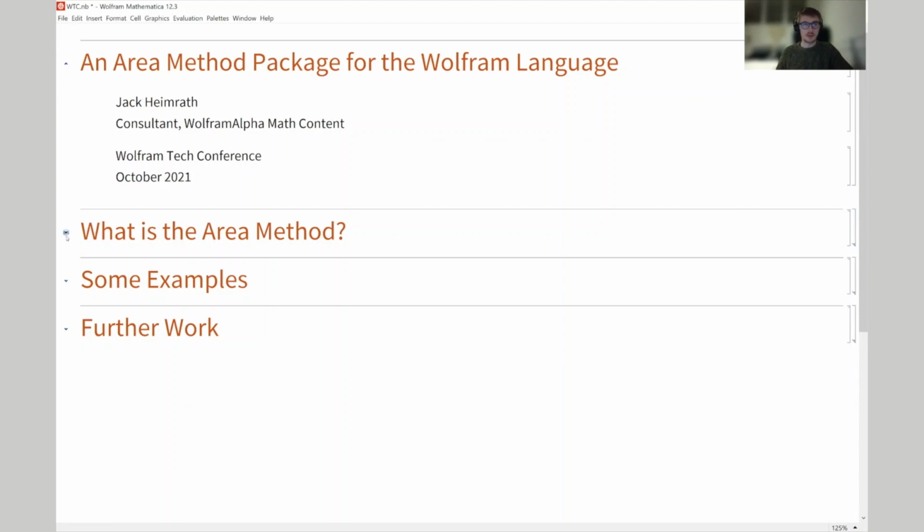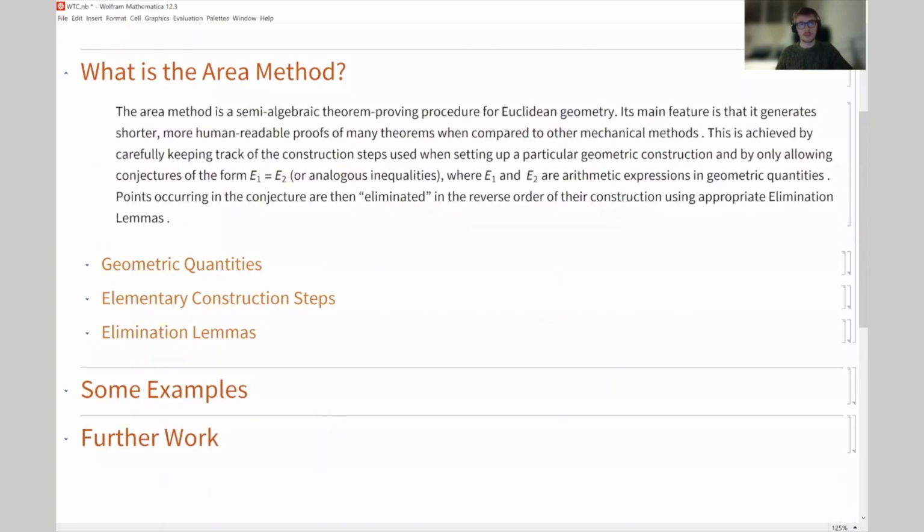The area method is a semi-algebraic theorem proving procedure for Euclidean geometry. Its main feature is that it generates shorter, more human-readable proofs of many theorems when compared to other mechanical methods. This is achieved by carefully keeping track of the construction steps used when setting up a particular geometric construction, and by only allowing certain conjectures of a specified form, which I will get into later. Points occurring in the conjecture are then eliminated in the reverse order of their construction using appropriate elimination lemmas.